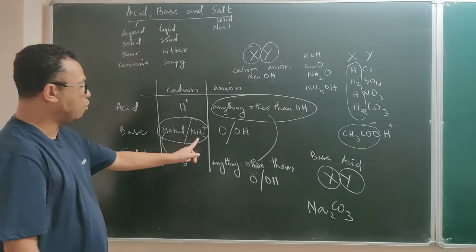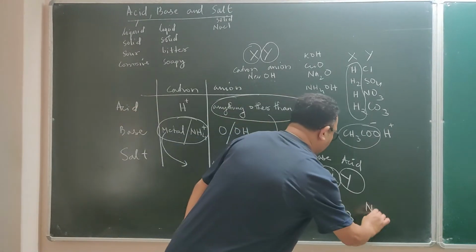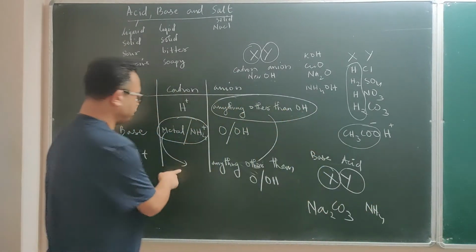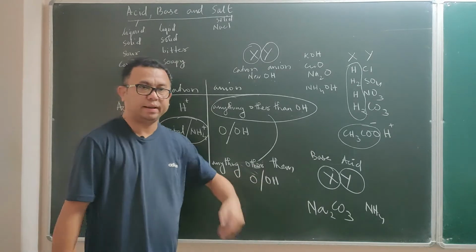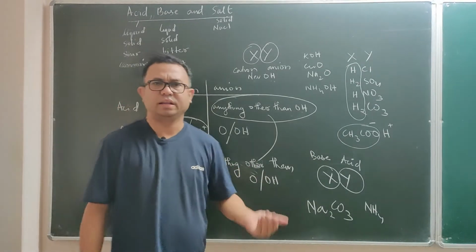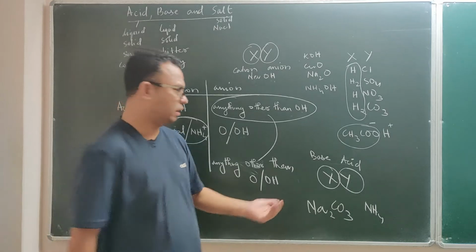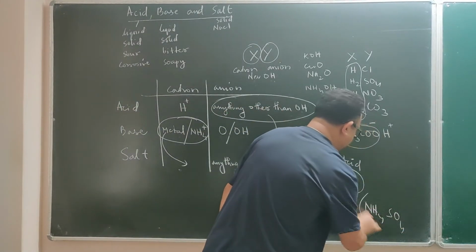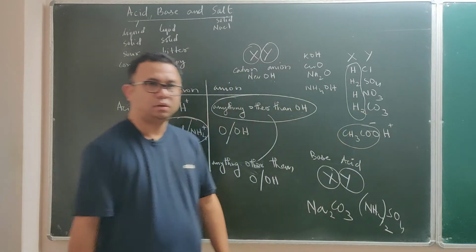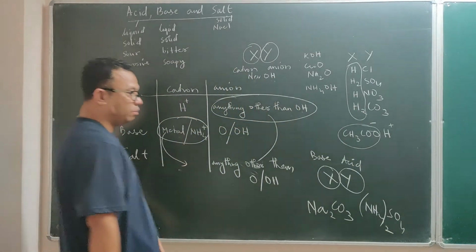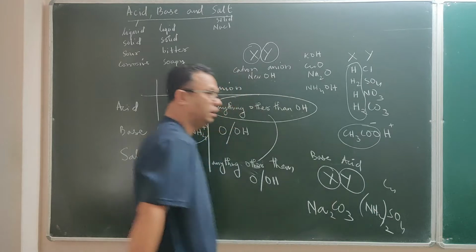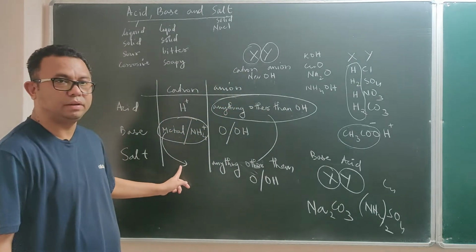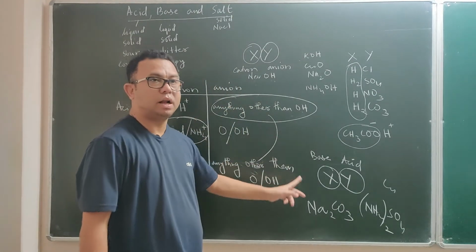Similarly, if I am going for ammonium, if I am borrowing ammonium from a base, the cationic part from the base, then the anionic part is anything other than oxide and hydroxide. So then I may write ammonium sulfate. Here it is, ammonium sulfate is a salt. Now if I am borrowing one metal from here, copper, then other than oxide and hydroxide, so many are there.